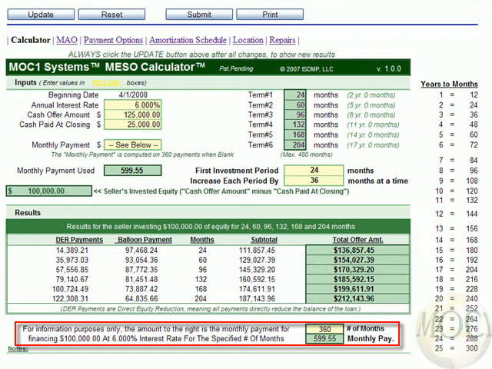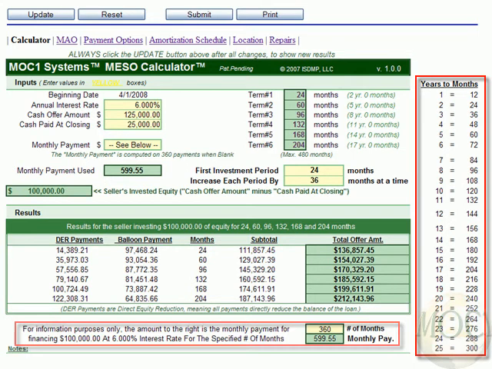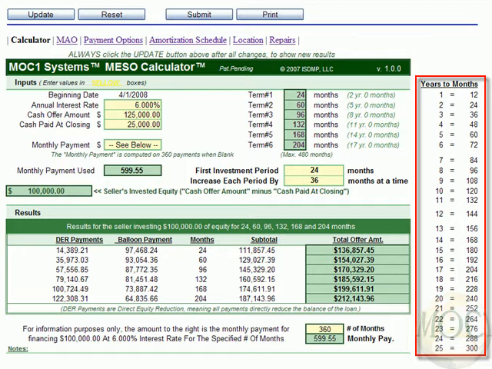There's also a handy tool here that will show you the monthly payment amount for any number of months from 1 to 999. A handy year-to-month converter is located here on the right to help you with that pesky chore.